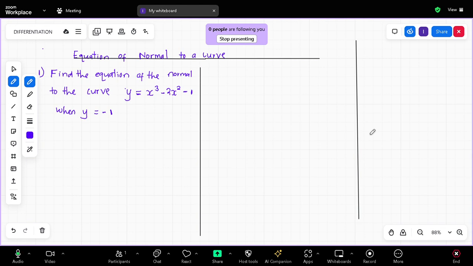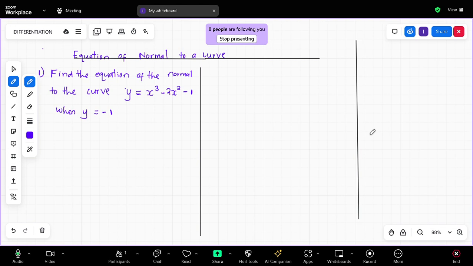Find the equation of the normal to the curve y equals x cubed minus 2x squared minus 1 when y is equal to -1. So we have been given the y coordinate. Now we need to find the x coordinate, so first of all, we find the x coordinate.